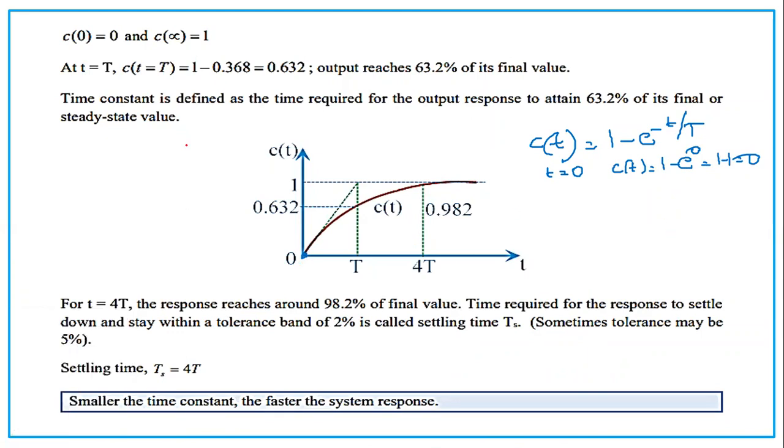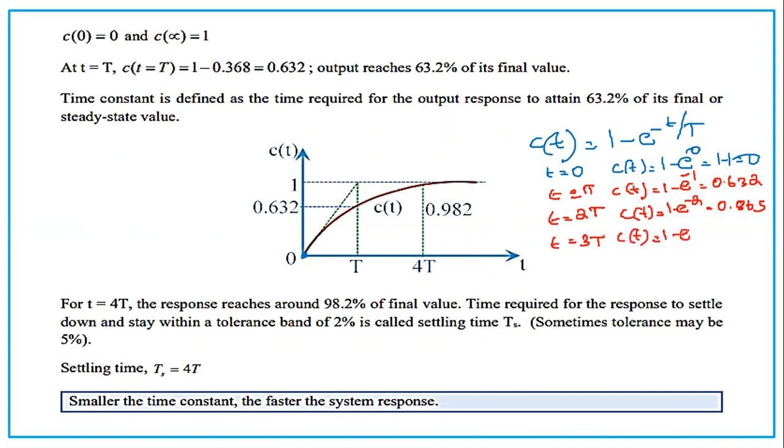Then t equal to 1t ആണെങ്കിൽ c of t equal to 1 minus e raised to minus 1, that is 0.632. Then t equal to 2t ആണെങ്കിൽ c of t is equal to 1 minus e raised to minus 2, that is 0.865. And t equal to 3t ആണെങ്കിൽ c of t is equal to 1 minus e raised to minus 3, 0.95. So like this it will go.